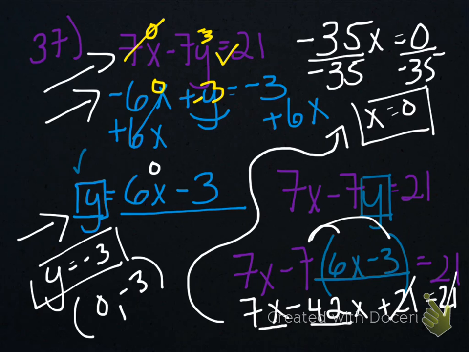And look at that. This would cancel out because 0 times anything is 0. Negative 3 on the left, negative 3 on the right. That checks out. I'm feeling confident. Final answer, 0, negative 3. Let's go on to the next page.